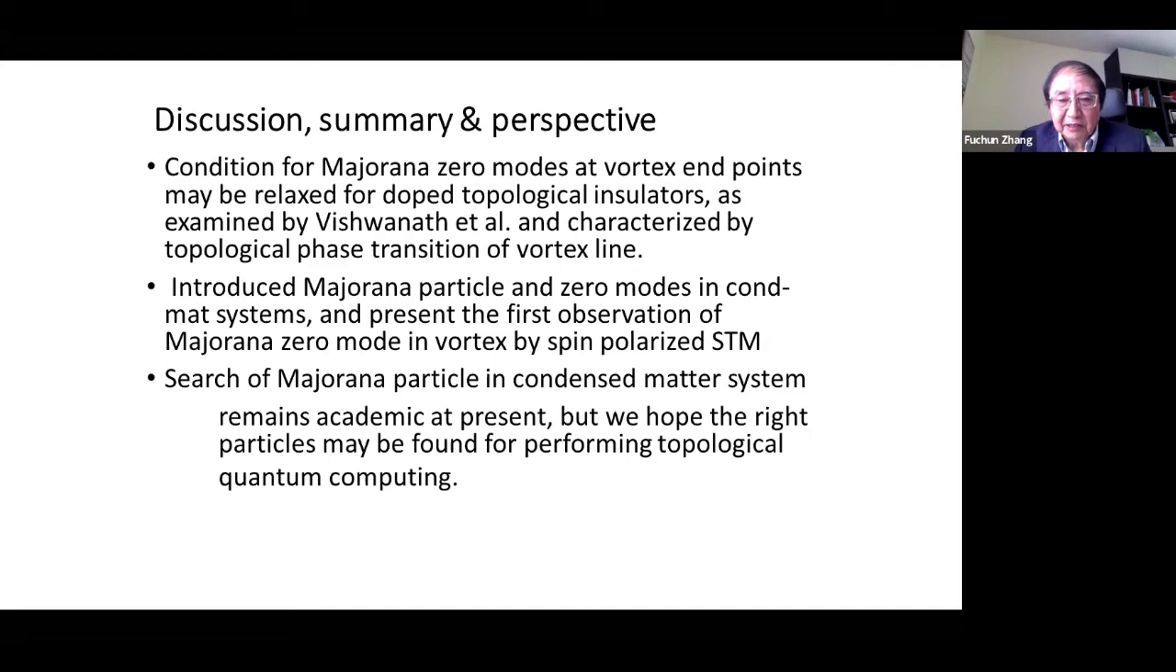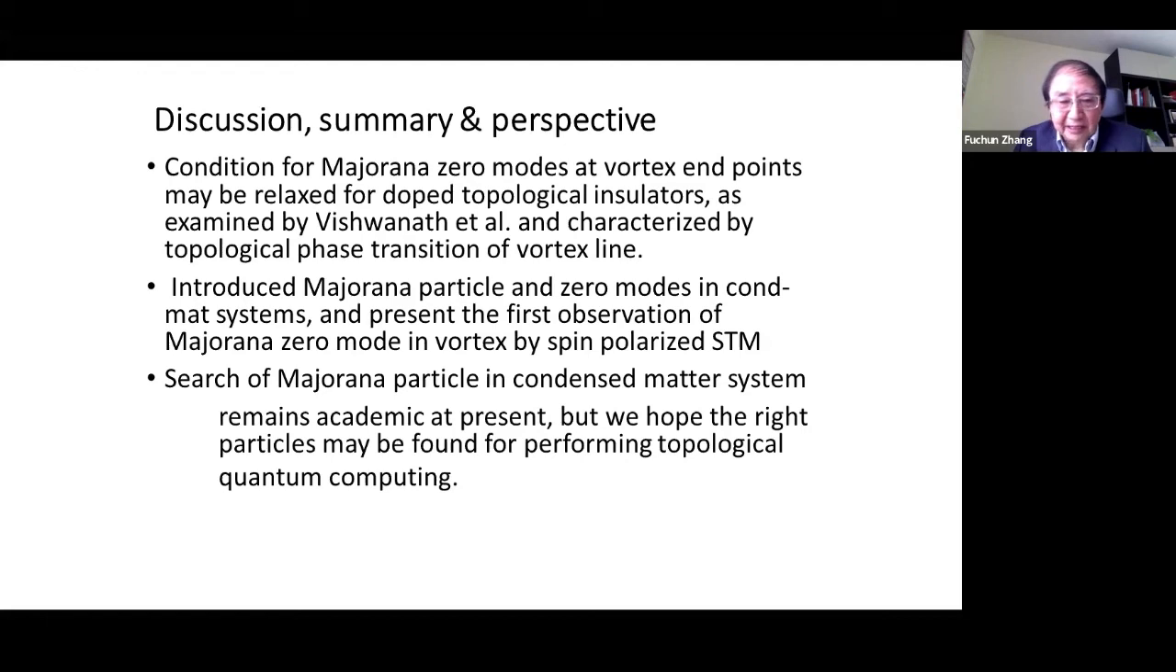Okay, but we hope we will find the right particle to perform topological quantum computing. The examples of Majorana zero mode inside the vortex and Majorana zero mode at the end of nanowire may not be the final result we will use, although they are currently more actively studied.